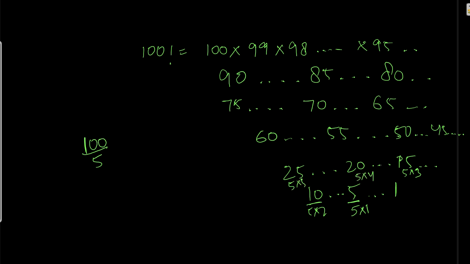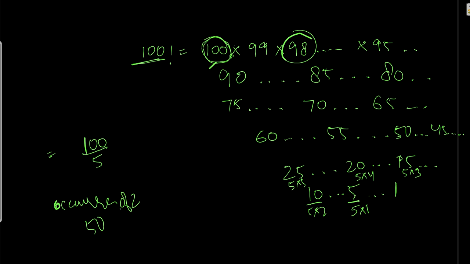And if we see the occurrence of 2, it will be calculated for all the even numbers like 100, 98, 96, 94. So it will be around 50 times. So here the occurrence of 2 will be around 50 times for 100 factorial. For the occurrence of 5, it will be almost 20 times. So we are more focusing on 5's factorial.